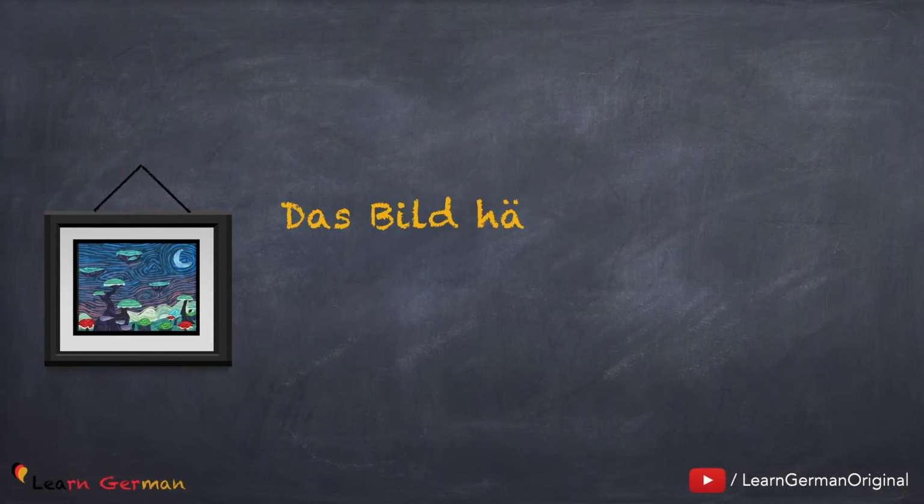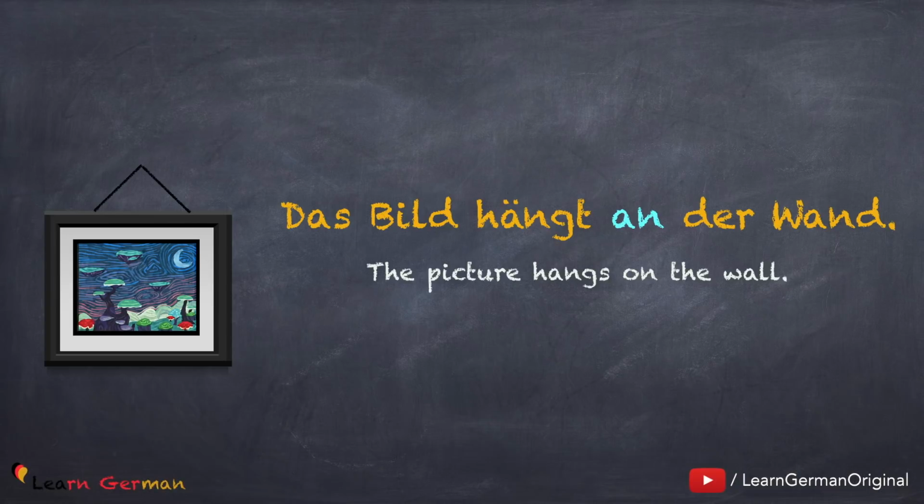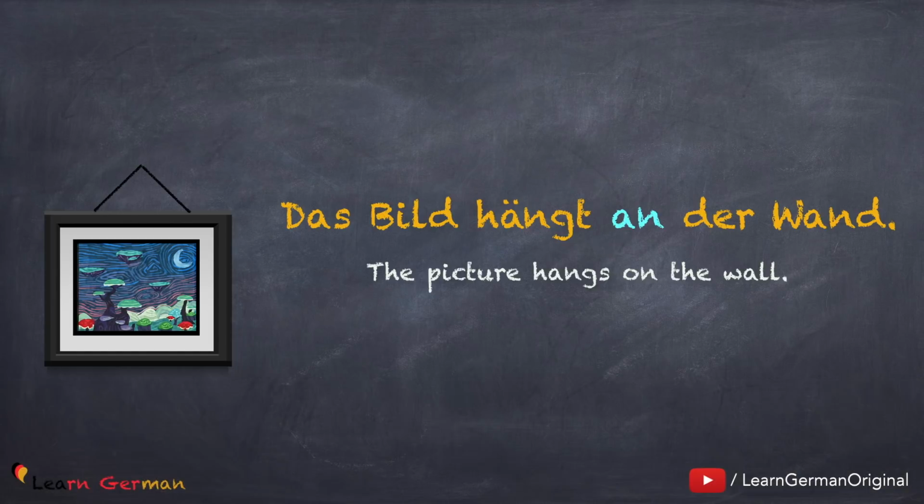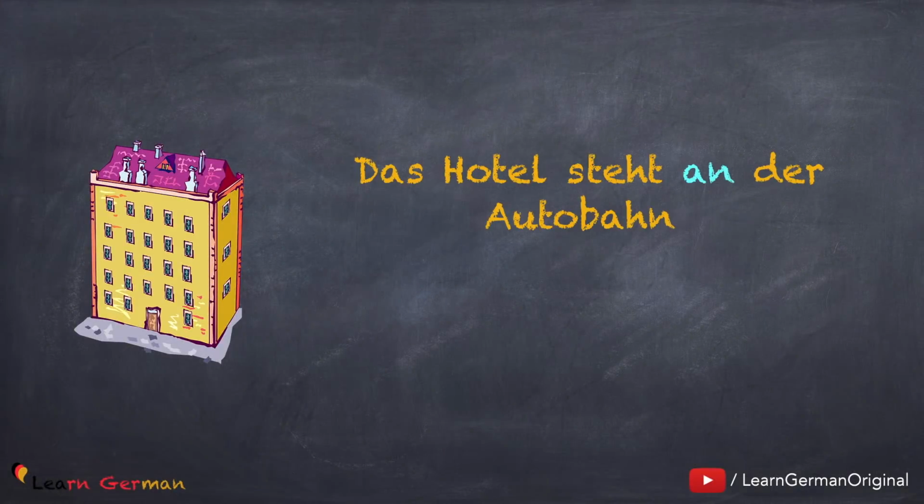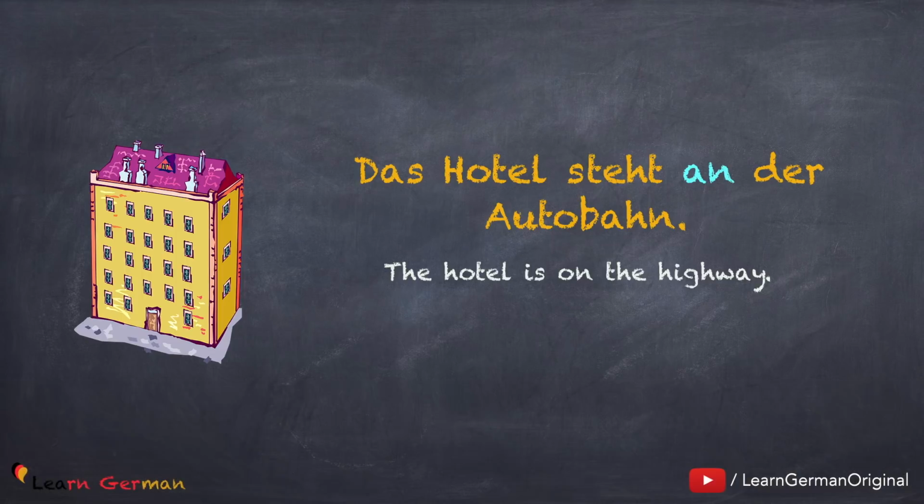In the next sentence, the question is, wo hängt das Bild? There is no movement. Hence, the preposition an will take dative article. Das Bild hängt an der Wand. Die Wand will change to der Wand in dative. Similarly, in the next sentence. Das Hotel steht an der Autobahn. Wo steht das Hotel? An der Autobahn. An will take the dative article and die Autobahn will change to der Autobahn.